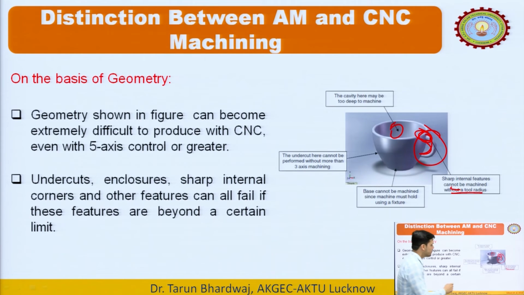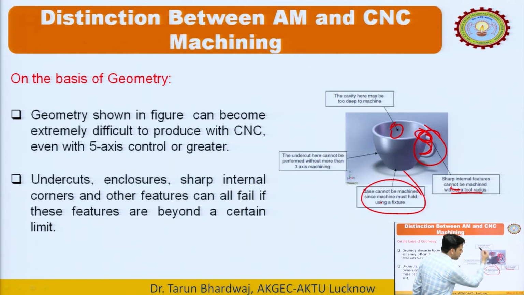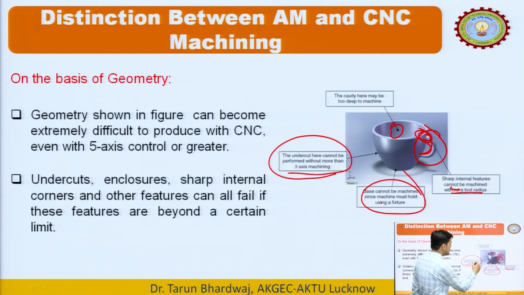ओके, now base can not be machined since the machine must hold using a fixture. आपको जब भी आप CNC की बात कर रहे हैं तो आपको एक फिक्सचर चाहिए होता है उसको पकड़ने के लिए. Okay, so that is very difficult for the CNC machine. Now the undercut here cannot be performed without more than 3-axis machining. Okay, so it is not done by the, आप इसको किसी ट्रेडिशनल मशीनिंग की प्रोसेस से नहीं कर सकते हैं.